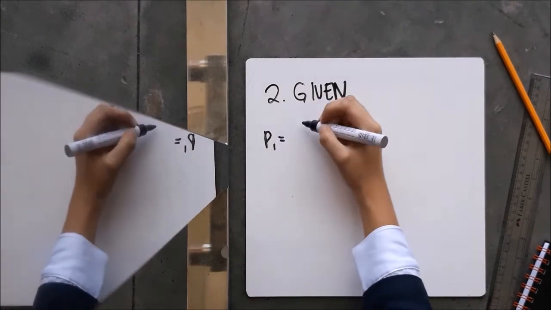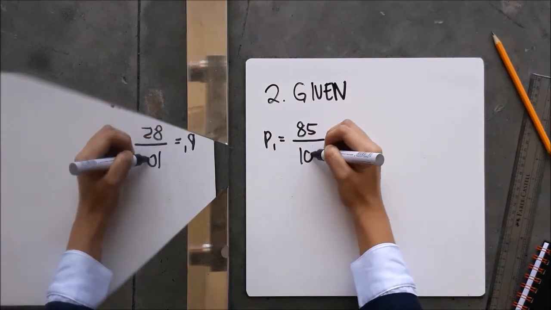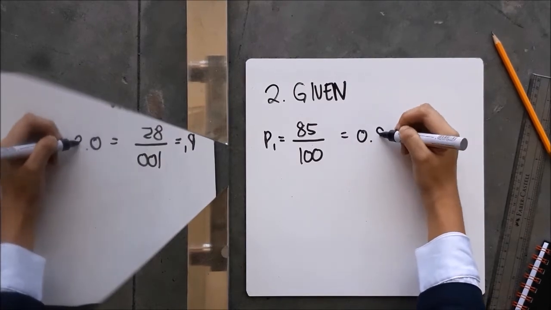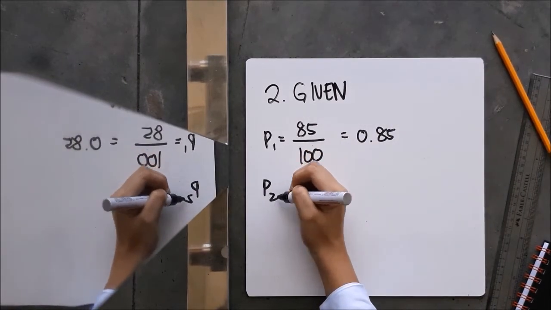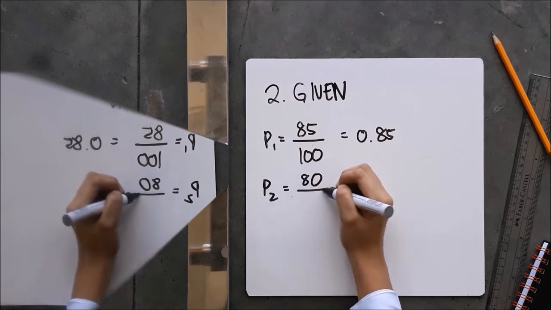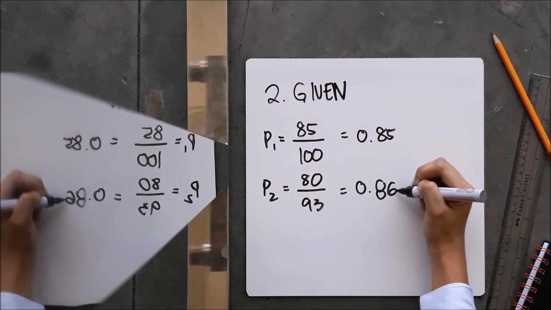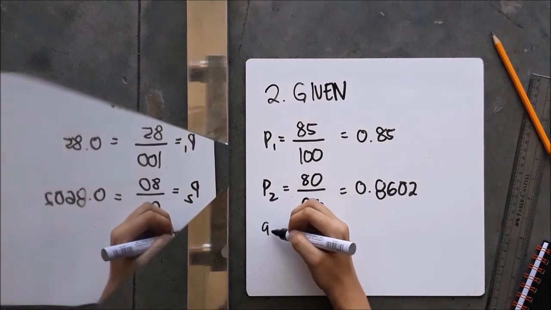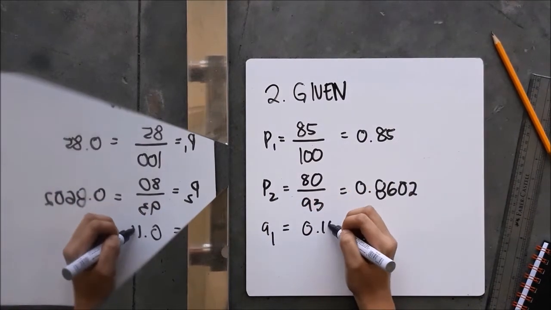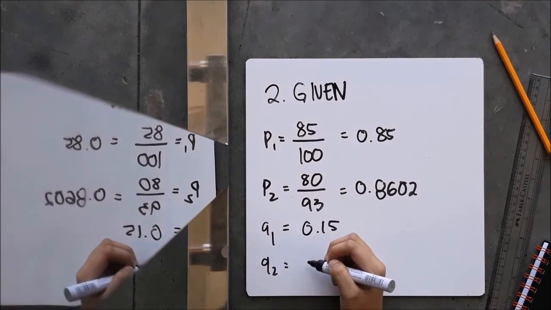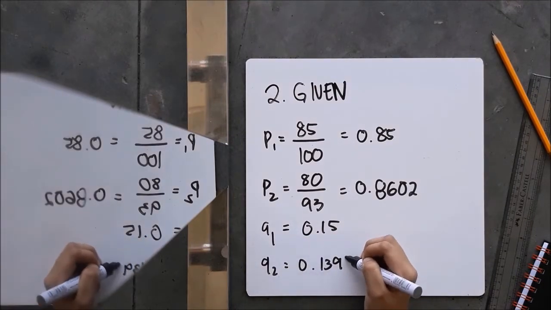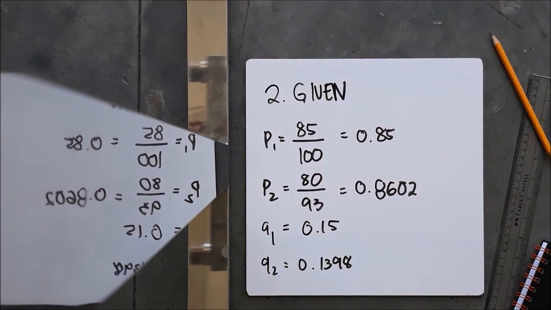The given, P1, 85 over 100, divide it and you'll get 0.85. P2, 80 over 93, divide it and you'll get 0.8602. To get Q1 and Q2, you must subtract 1 from your P1 and P2. Q1, 1 minus 0.85, you'll get 0.15. Q2, 1 minus 0.8602, you'll get 0.1398. Your N1 will be 100 and your N2 will be 93.